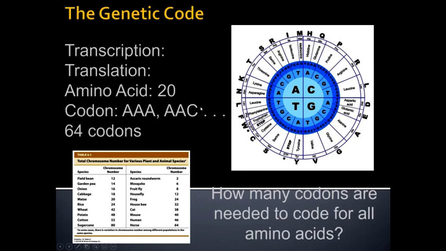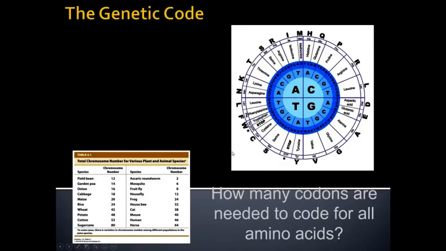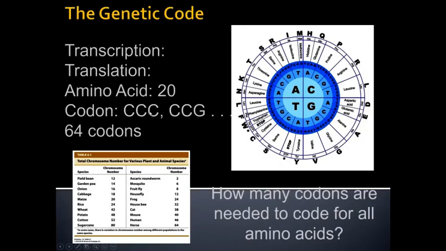Now notice, let's come back here and let's start with CCC. And if I change that third position, so let's say we've got a CCG. CCC codes for proline, and so does CCG. So there is redundancy in the genetic code, and I wish they would just call it redundancy, but unfortunately they don't. They call it degeneracy. And degeneracy in common language usually means something else. But in the DNA language, when we say it's degenerate, that means that there are multiple codons that can code for the same amino acid.